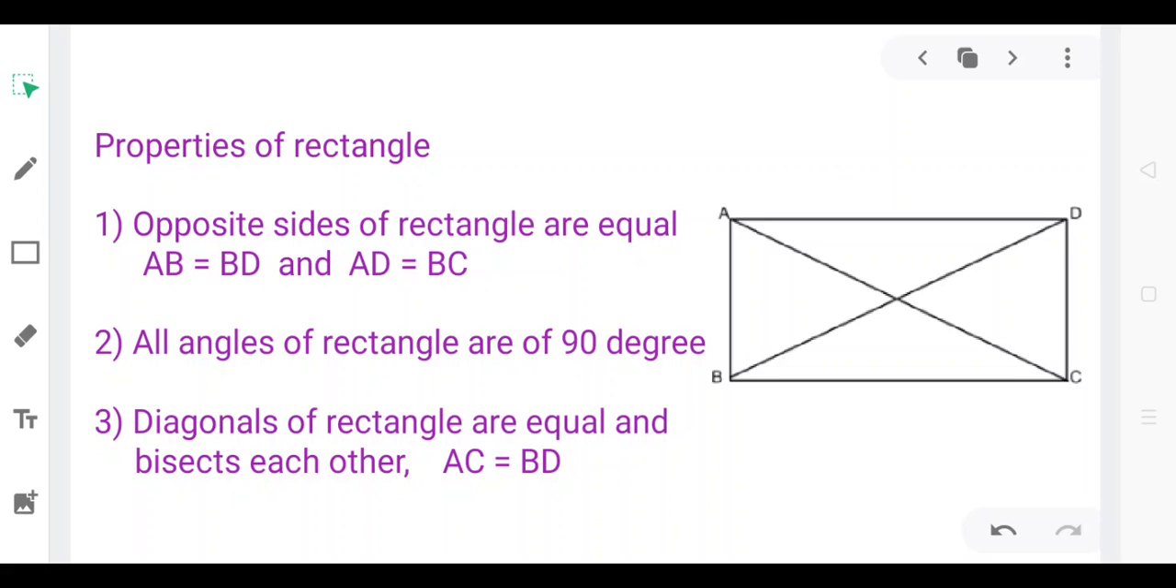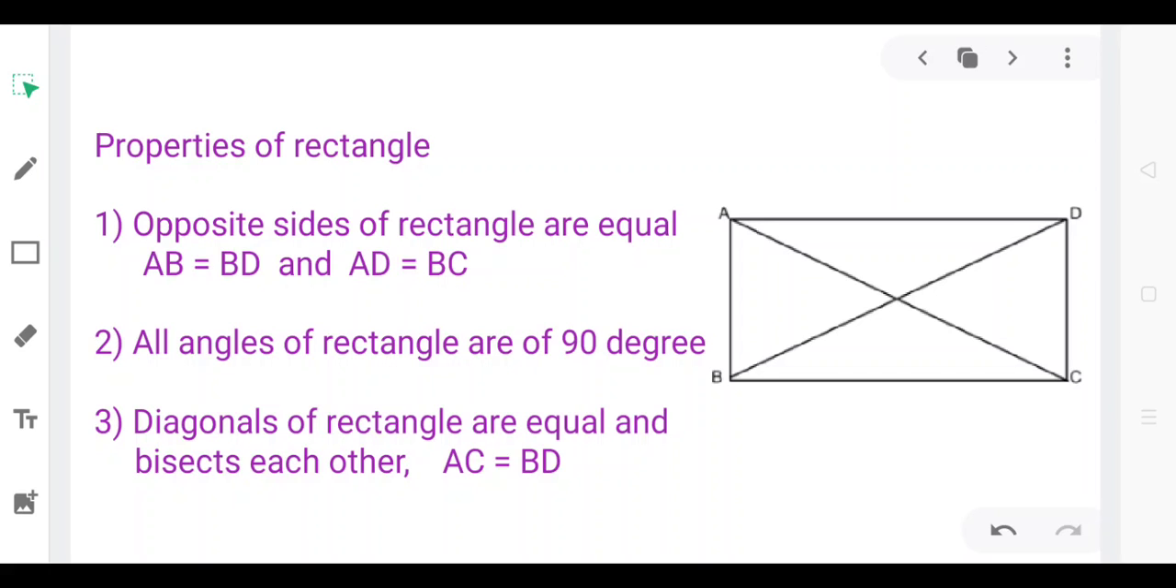Properties of rectangle. The very first property of a rectangle is that opposite sides of a rectangle are equal. In the figure, AB is congruent to CD and AD is congruent to BC. So in this way, the opposite sides of a rectangle are equal. And second property, as we mentioned in the definition also, all angles of a rectangle are 90 degrees. That's why it is also called an equiangular quadrilateral. Third property, diagonals of a rectangle are equal and bisect each other.